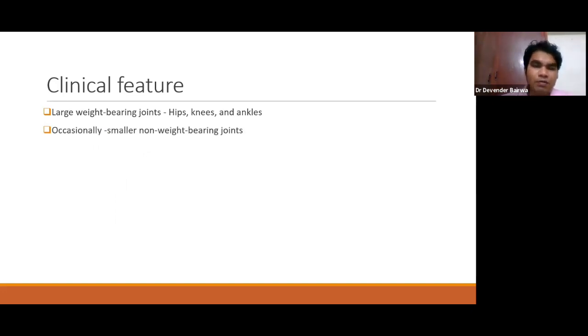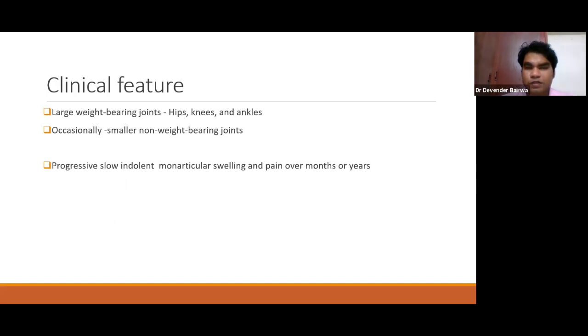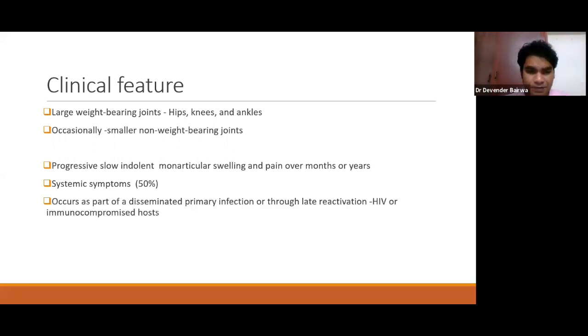Sometimes there can be involvement of small non-weight bearing joints. In general, the course is very slow but progressive. It is indolent. Generally, there will be monoarticular swelling and pain that will be there for months or years. And systemic symptoms may or may not be present. Half of the patients may have these symptoms.